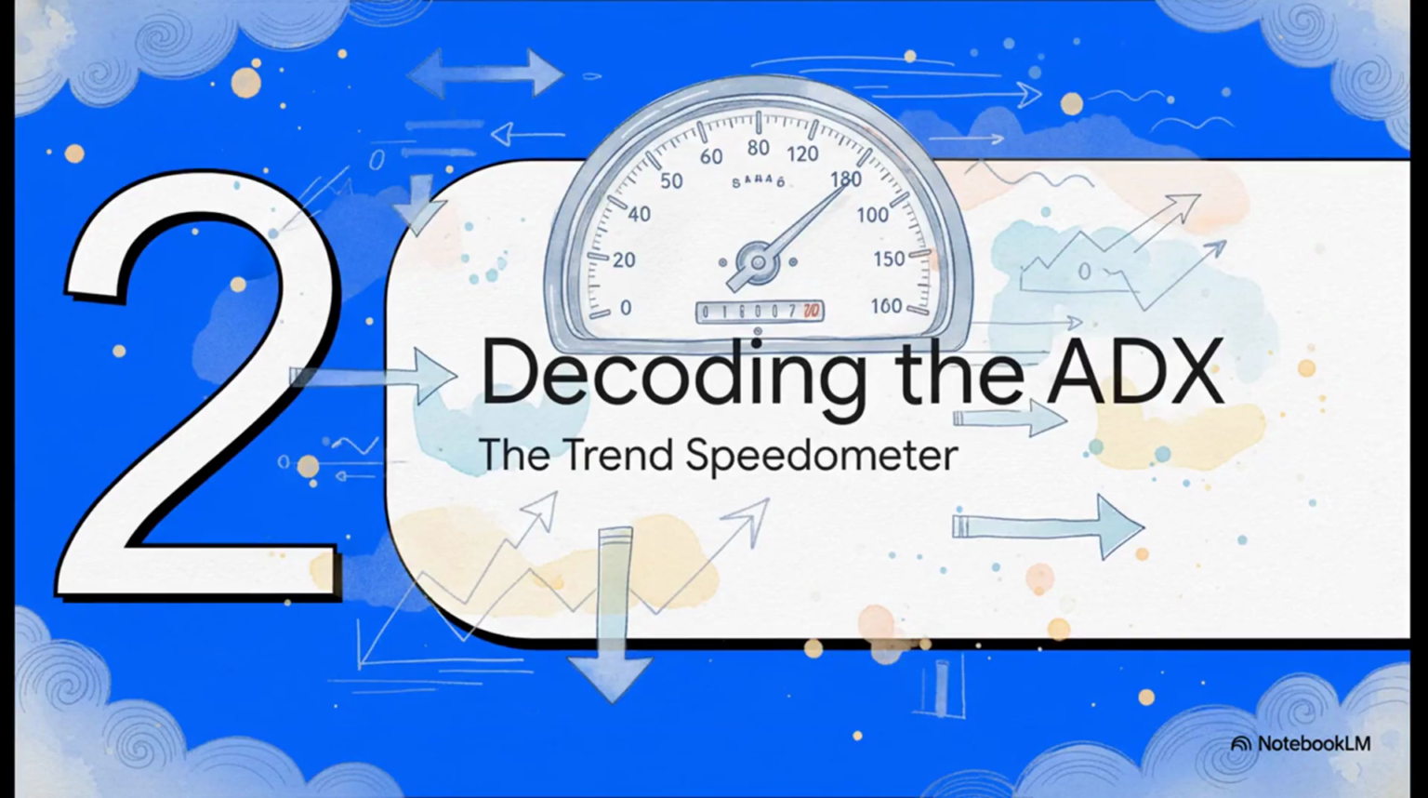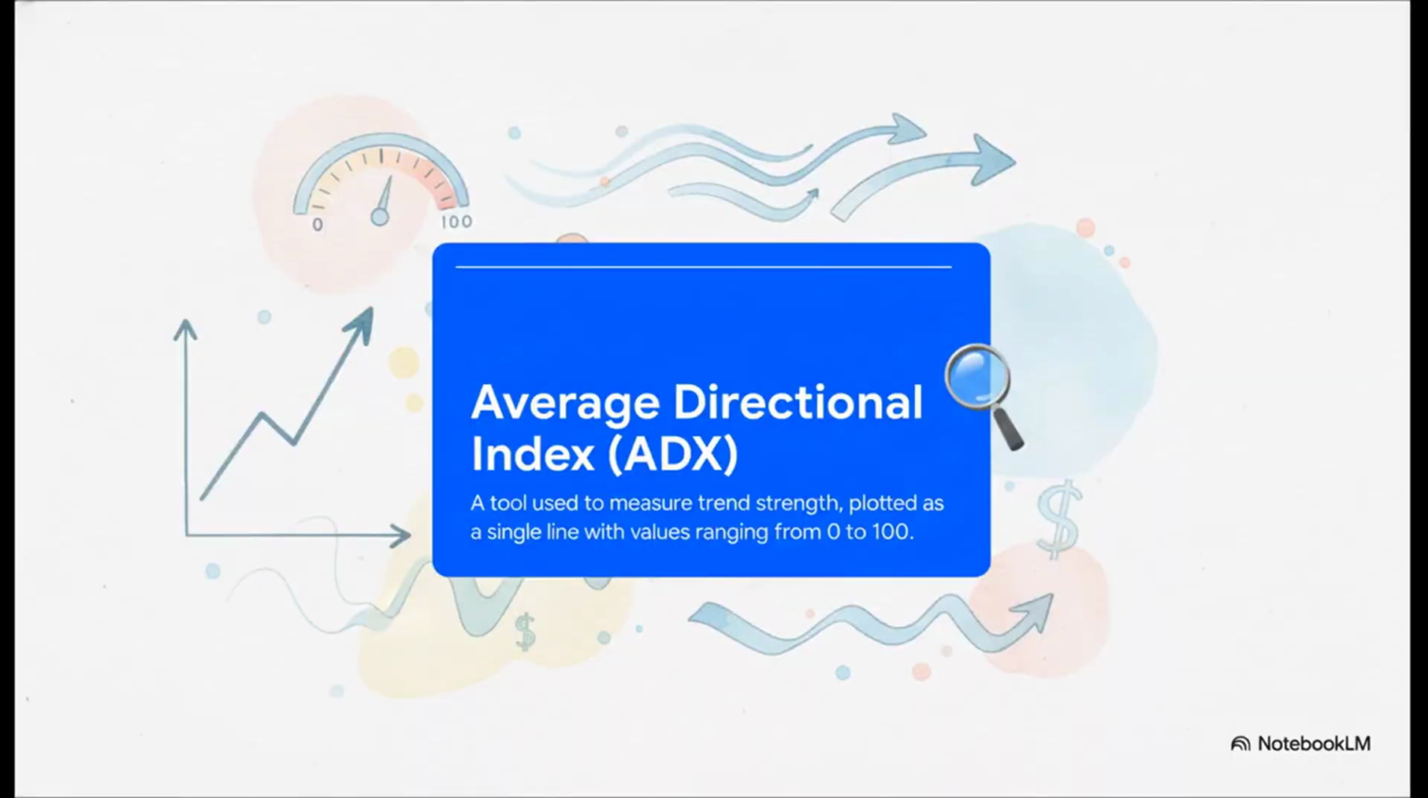Honestly, the best way to think about the ADX is like a car's speedometer, but for the market trend. It tells you how fast and powerful the trend is. But, and this is super important, it doesn't tell you which direction the car is driving. So technically speaking, the average directional index is used to measure, you guessed it, trend strength. You'll see it on your chart as just a single line, and its value goes from 0 all the way to 100. The higher that number gets, the stronger the trend is.